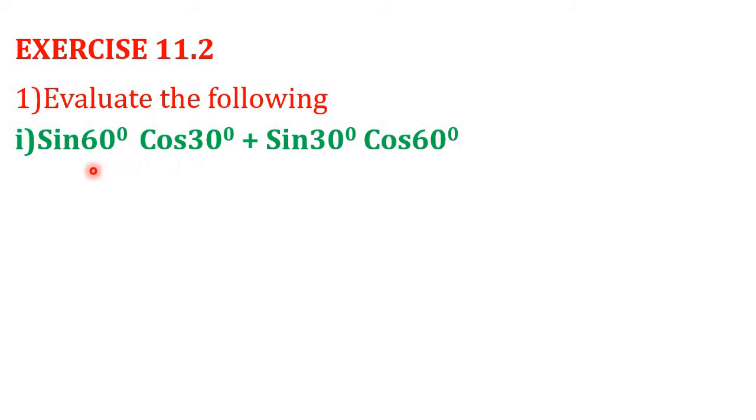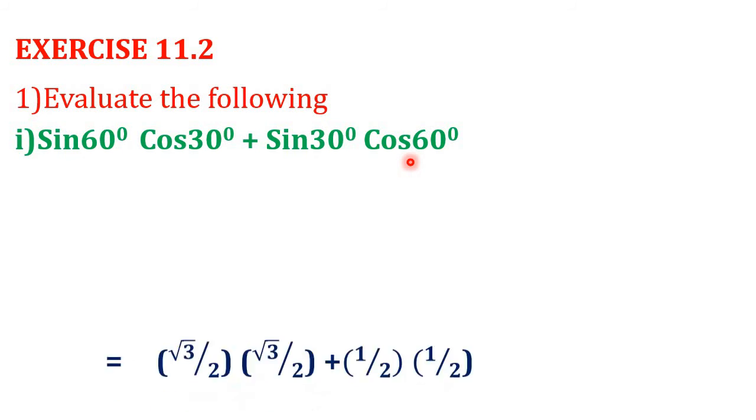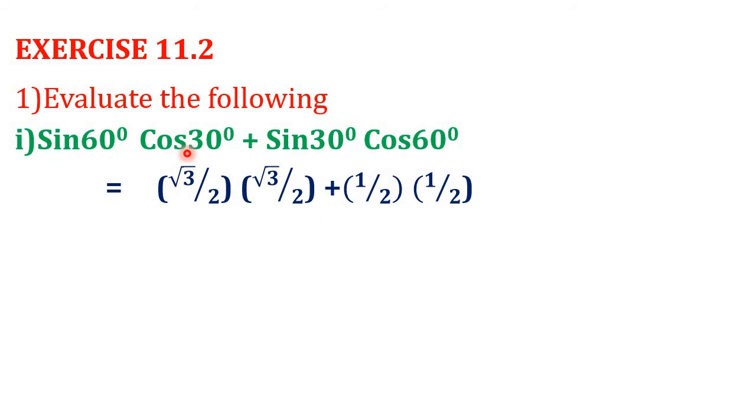Evaluate the following: sin 60 degree into cos 30 degree plus sin 30 degree into cos 60 degree. Here sin 60 is root 3 by 2, cos 30 is root 3 by 2, plus sin 30 is 1 by 2, cos 60 is 1 by 2. So which is equal to root 3 into root 3, the square and root cancel, it becomes 3. 2 2s are 4, plus 1 into 1 is 1, 2 2s are 4. So the LCM of the denominators is 4, and we can add 3 plus 1, it becomes 4. We can cancel 4 and 4 ones are 4. So answer is 1.